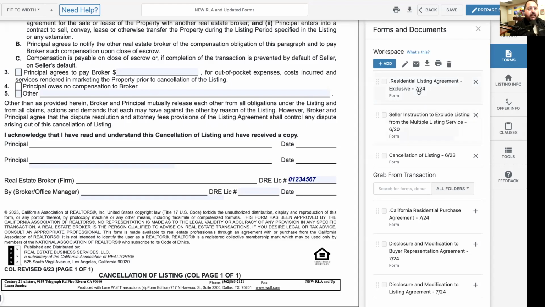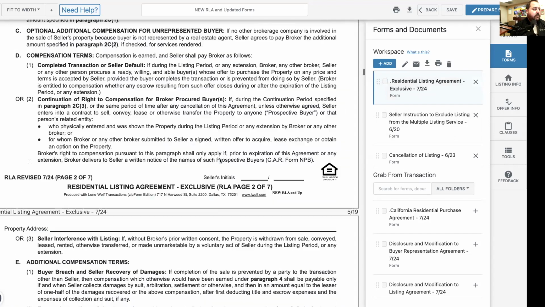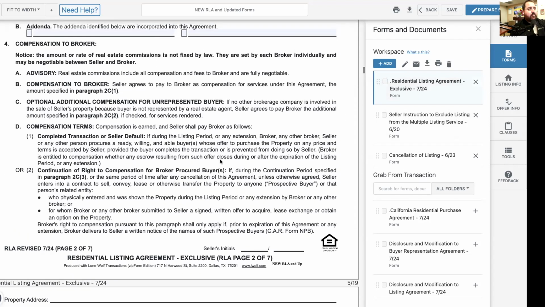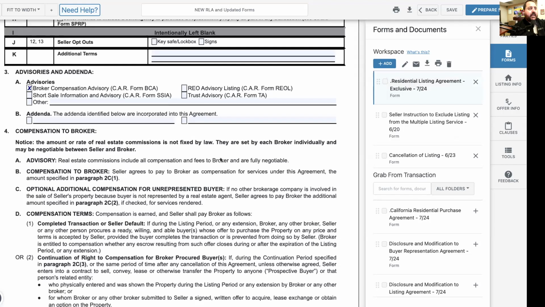Okay. All right. So let's go back to the listing agreement. Let me get back down here. Okay. So paragraph 3 is all of the advisories and the addenda that are attached to this listing. So if it was a short sale, you'd have the short sale information advisory attached. If it's an REO, you'd have this attached. If it's a trust, you'd have the trust advisory attached. Any addenda, that's the addendums, right? If you have any addendums that you fill out that are part of this, you would check the box and put addendum 1 or addendum 2, whatever it is.